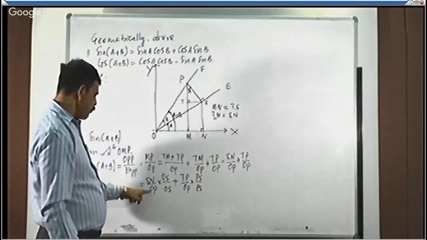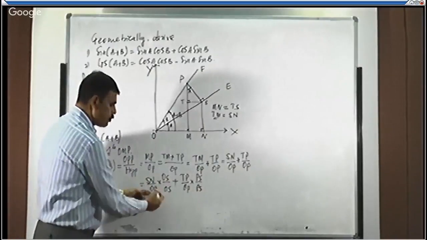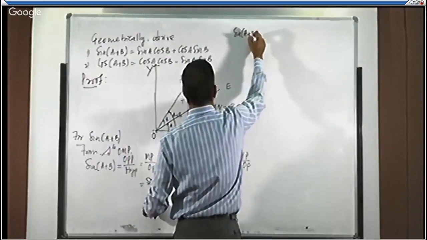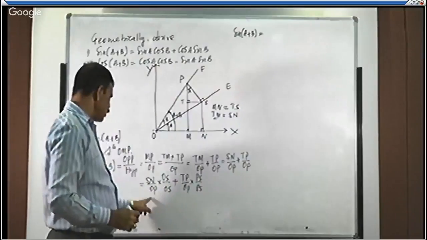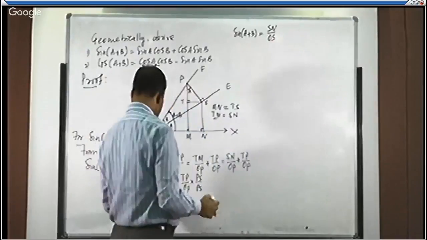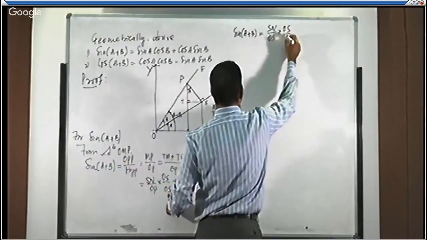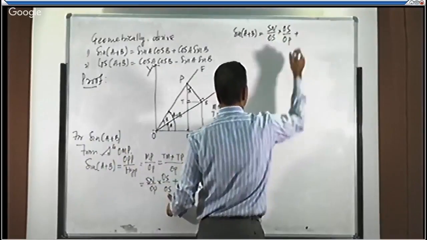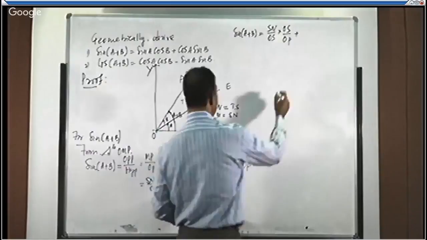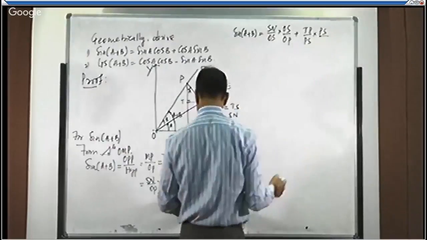Now, in the first ratio, I will interchange these two denominators. Therefore, sine of A plus B is equal to, I'm just interchanging the denominators, SN divided by OS, and OP is taken here, into OS divided by OP, plus here also we do the same thing. These denominators are interchanged. TP divided by PS into PS divided by OP.